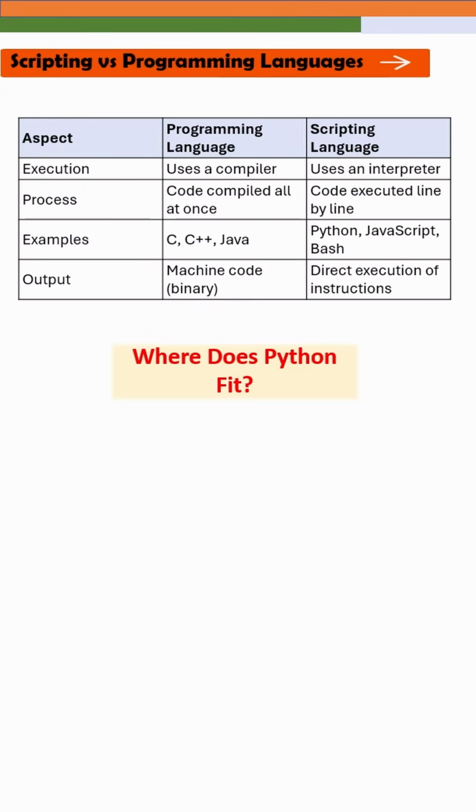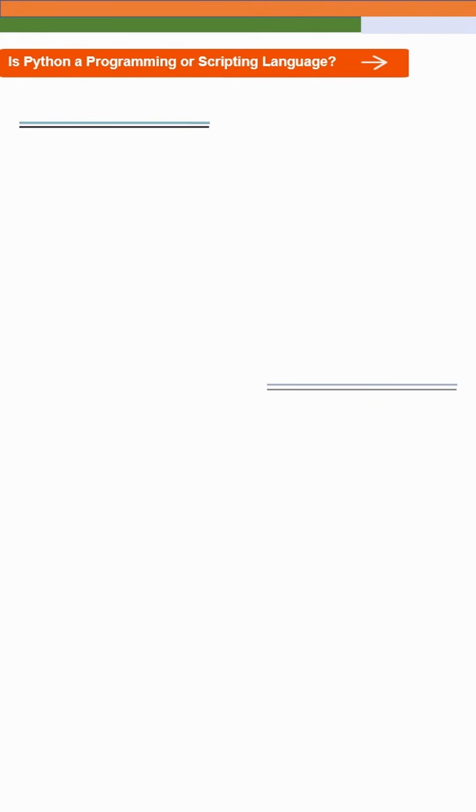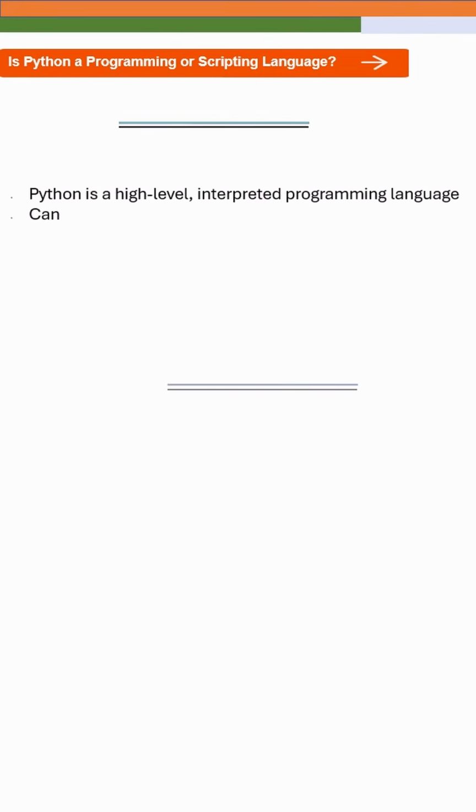A scripting language, on the other hand, uses an interpreter. So an interpreter translates and executes the code line by line without a separate compilation step. So while the compiler processes your code all at once, an interpreter works step by step as the program runs. So technically, Python is a high-level interpreted programming language, but in practice, we often use it as a scripting language when we write simple programs or maybe automation scripts that are executed directly.